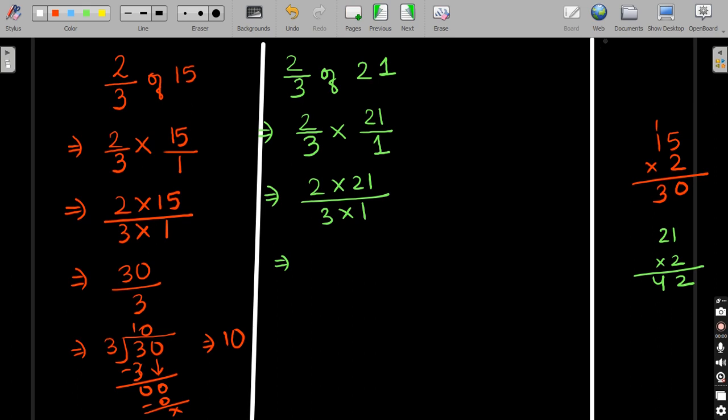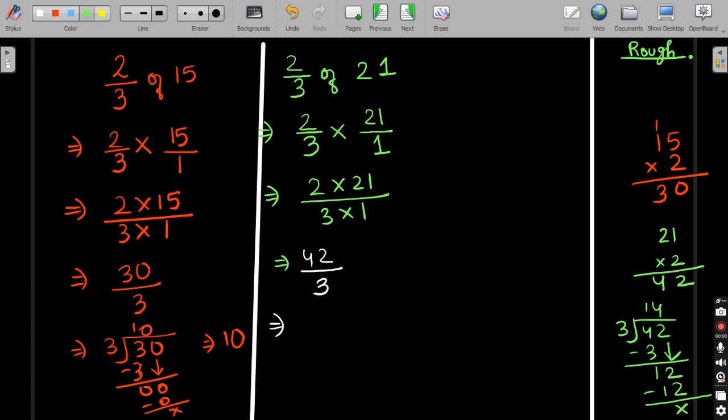Now let me help you. So I got 42 here, divided by 3 1s are 3. Now I need to divide this number. How did I tell you to divide? So let us start the rough part. Let me write here rough. Now if I need to divide 42 by 3, how much will I get? 3 1s are 3, remainder 1, here it is 2, 3 4s are 12, after that remainder nil.